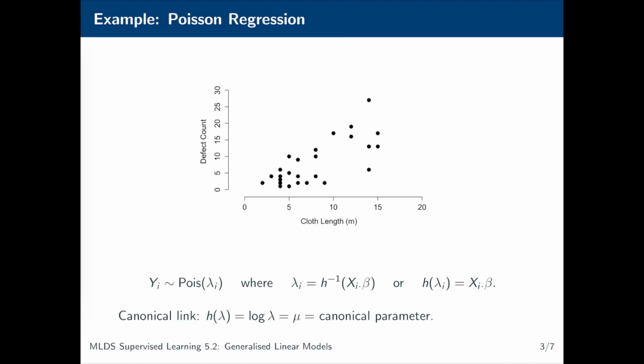Suppose then that we have some data from a cloth manufacturer. We've been given some information on the lengths of some reams of cloth and the number of defects on each ream. Clearly we've got an increasing and potentially linear relationship here, so we might be tempted to use a linear regression model. However, the defect counts only take integer values, and it appears as though the variance of the defect count is increasing with cloth length. Both of these are violations of our linear model assumptions.